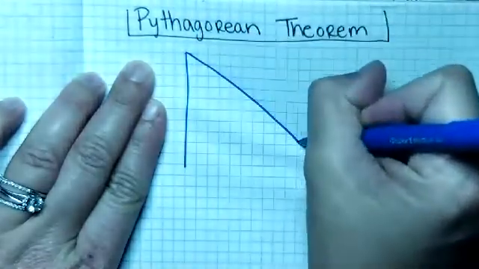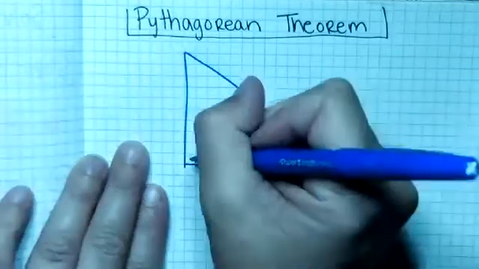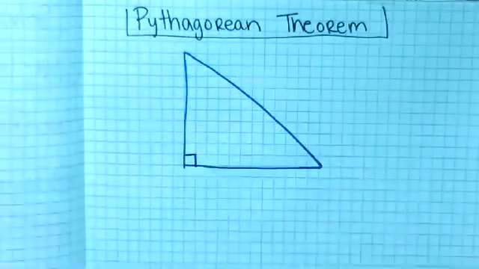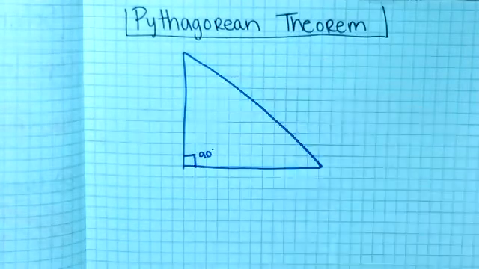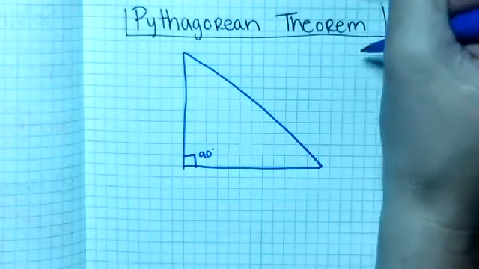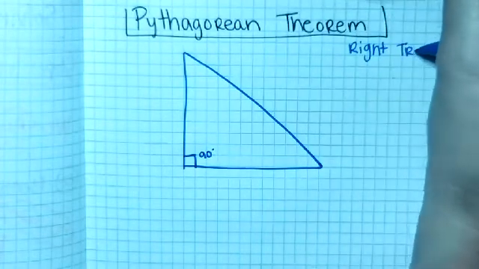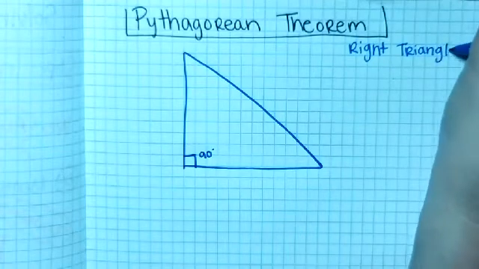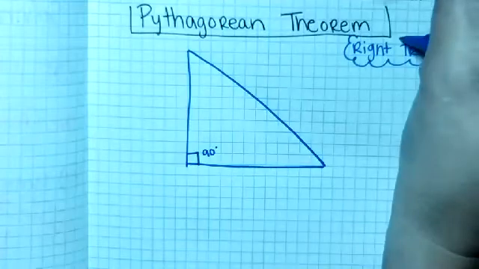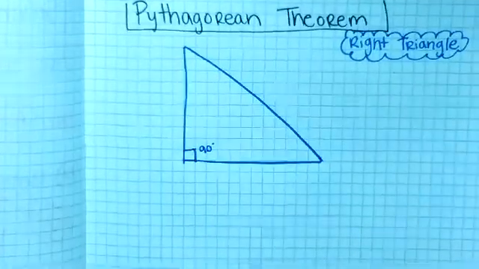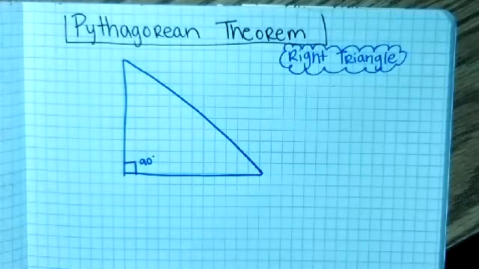So we have a triangle. And it's a right triangle because it has that right angle right there. A right angle is 90 degrees. To use Pythagorean theorem, it has to be a right triangle. If it's not a right triangle, you cannot use Pythagorean theorem. So we have Pythagorean theorem, and it has to be a right triangle.